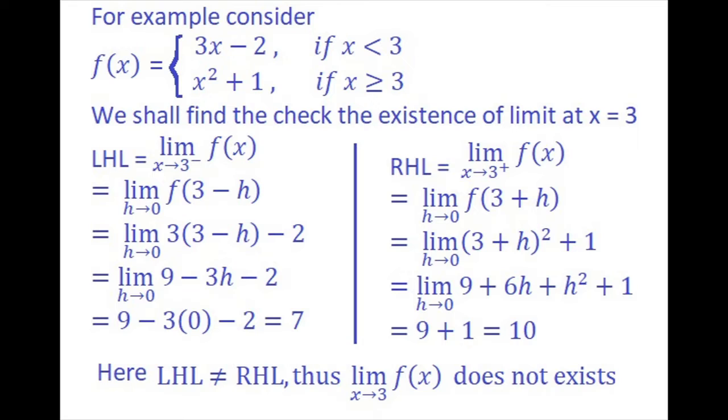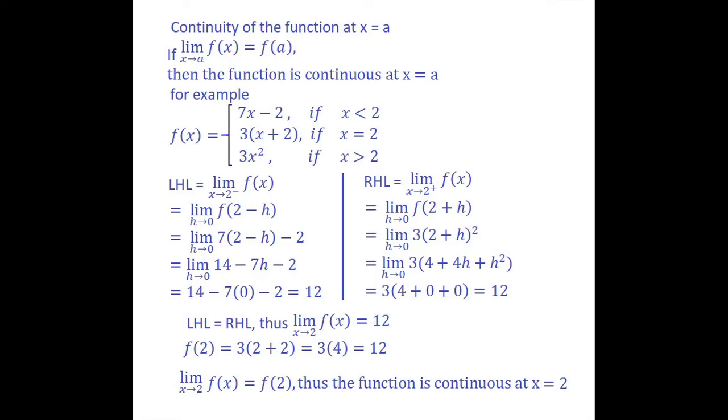And on the right side, the right hand limit, limit as x tends to 3 plus of f of x. That means we have to replace x as 3 plus h. So we are getting limit as h tends to 0 of f of 3 plus h. But for f of 3 plus h, we have to substitute f of x when x is greater than 3, that is x squared plus 1. So f of 3 plus h will be (3 plus h) whole squared plus 1. Expanding that and putting h tends to 0, we get 9 plus 1, 10. So LHL is not equal to RHL. Then we can conclude the limit as x tends to 3 of f of x does not exist.